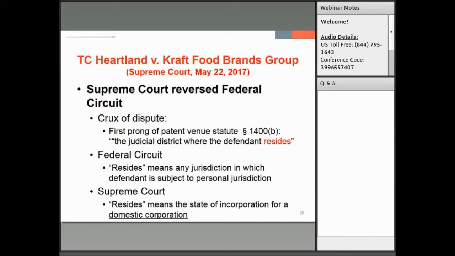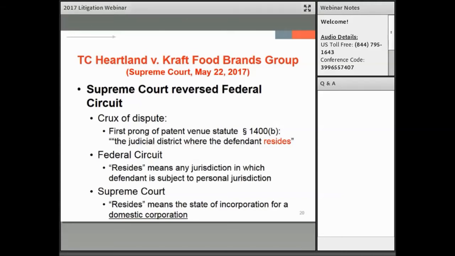Since the Federal Circuit's VE Holdings versus Johnson Gas Appliance case in 1990, district courts have interpreted the term "resides" in the patent venue statute to mean wherever a defendant is simply subject to personal jurisdiction. And what we've seen is that interpretation has allowed patent plaintiffs to bring patent suits in virtually any jurisdiction where patent defendants have made sales.